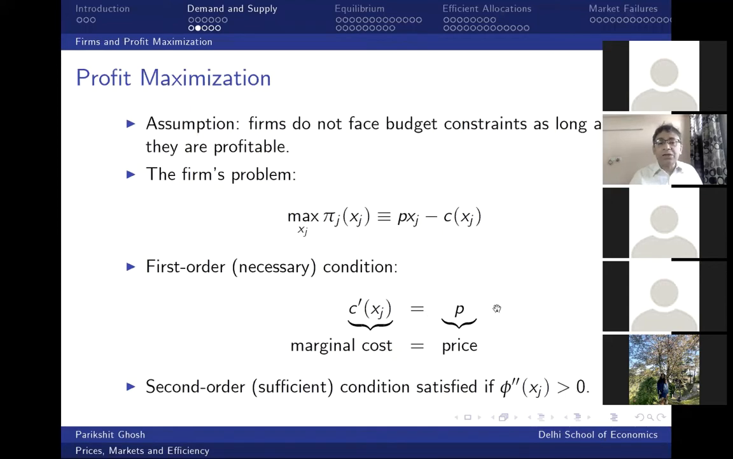Now, the second order condition also needs to be satisfied, which means the second derivative of this function has to be negative. Now, the second derivative is basically the negative of the second derivative of the cost function. Okay, and since we have assumed that there's increasing marginal cost, that automatically takes care of our second order condition. That guarantees that the second order condition will be satisfied.